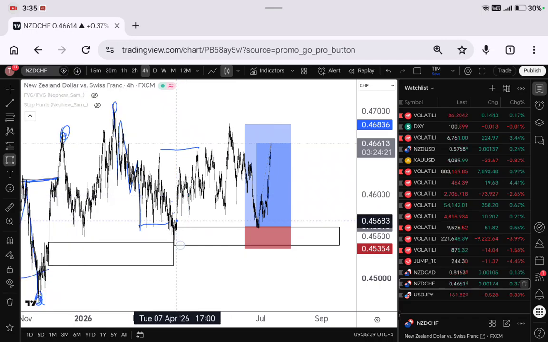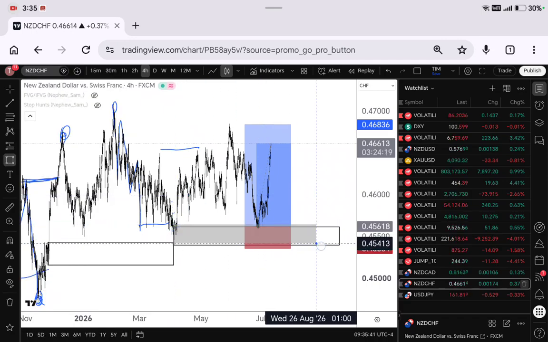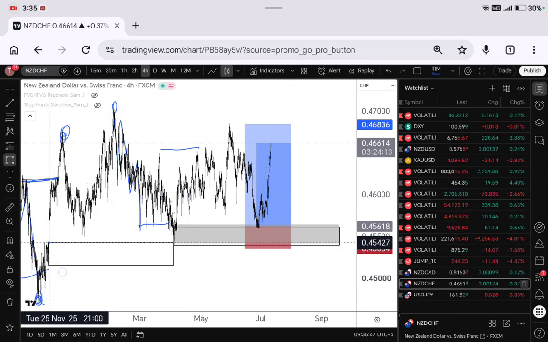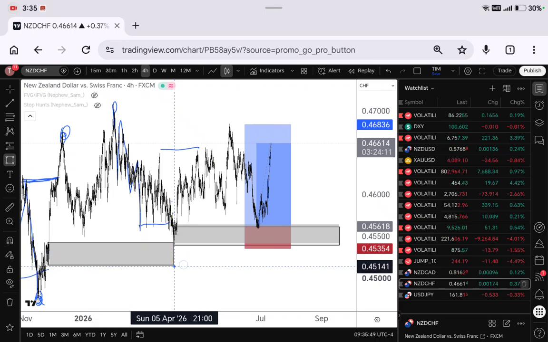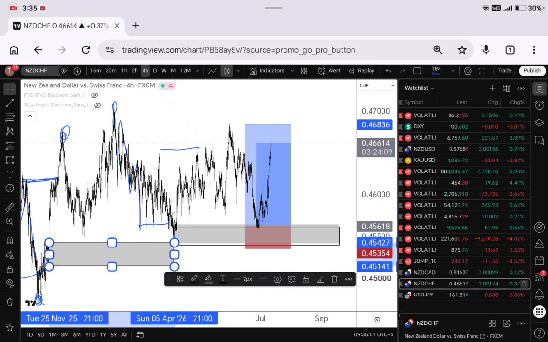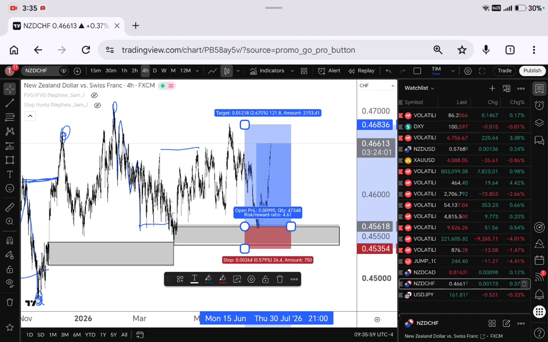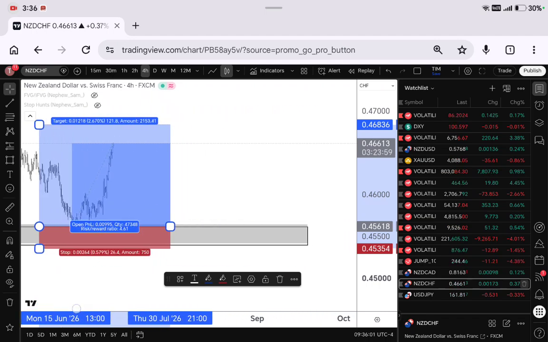I marked this demand zone over there to wait for price. So remember, price is coming from the first bullish scenario. We didn't want to just buy from there, but we needed at least a confirmation that price is gonna buy. Then as a result, price did a double pattern confirmation. This is the reason why we've got this beautiful buy.